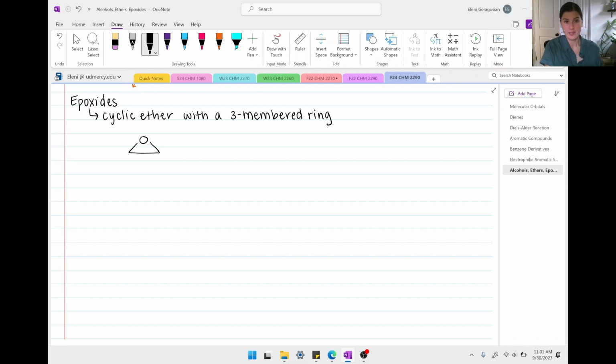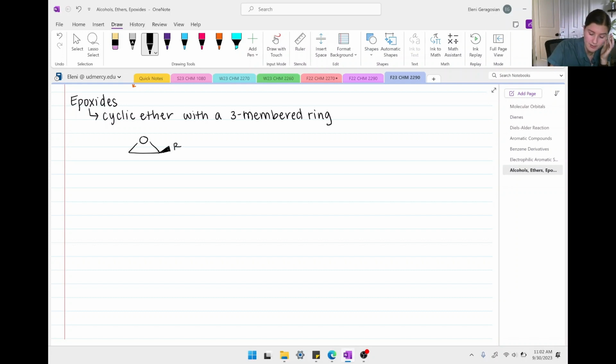So we have an ether here. We have an oxygen bonded to two carbons, and those two carbons are also bonded to each other. Now, those two carbons are sp3 carbons. They can contain stereocenters if they're bonded to two different groups.